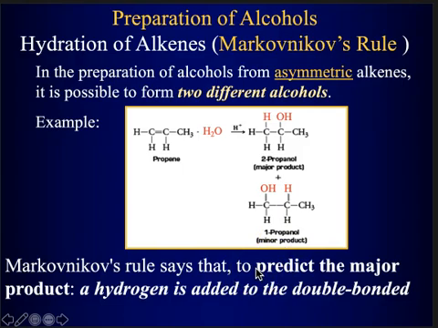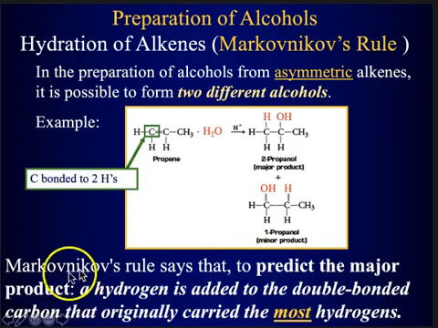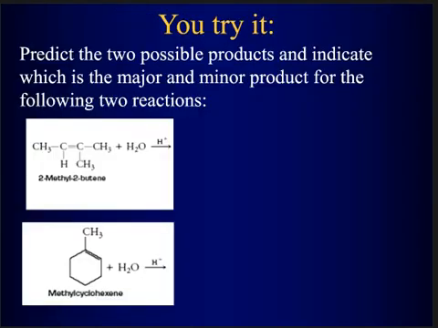All right. So like we said, Markovnikov's rule just says that the carbon that's going to get the most hydrogens is going to get the hydrogen from our water to give us our major product. All right, last thing for today, let's give these two a try. Predict the two possible products of these alkenes to form our alcohols. So give me the major and minor alcohol products.